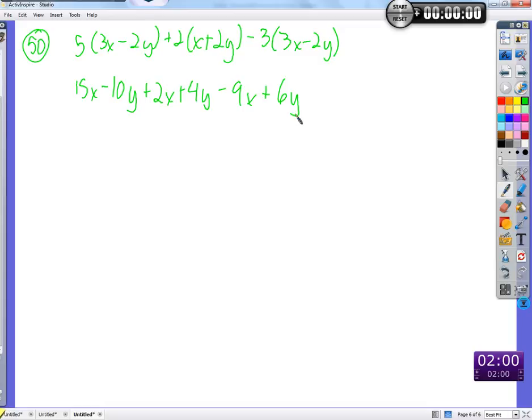Be careful with your negatives. Negatives will mess you up so often that it makes me weep every time I grade tests. So when you distribute this negative 3 to this negative 2, make sure you get positive 6.